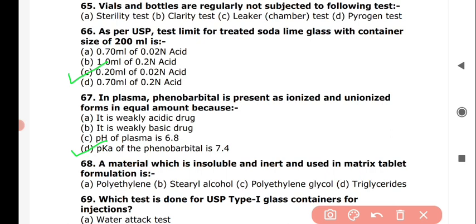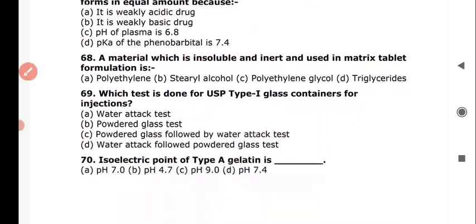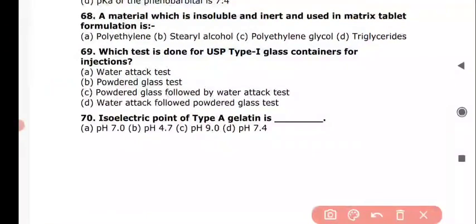Next question is, a material which is insoluble and inert and used in matrix tablet formulation is, and the correct answer is option A, polyethylene. Next question is, which test is done for USP type 1 glass containers for injections? And the correct answer is option B, powdered glass test. Next question is, isoelectric point of type A gelatin is, and the correct answer is option C, pH 9.0.